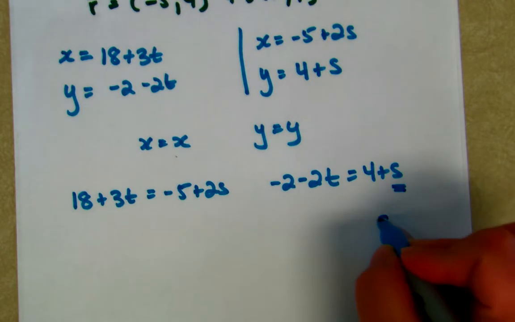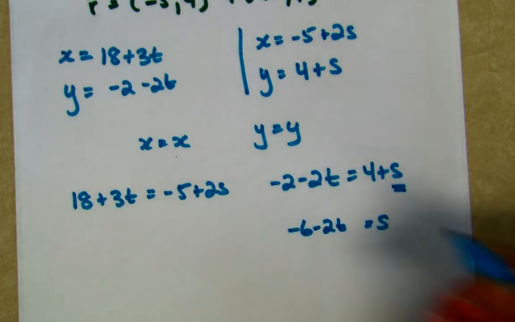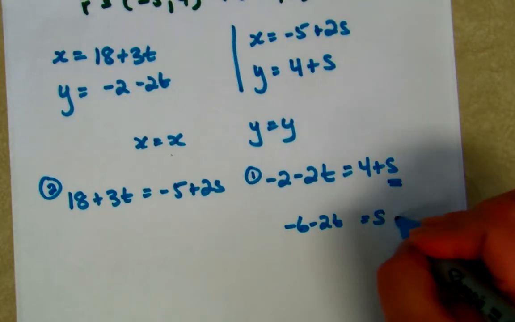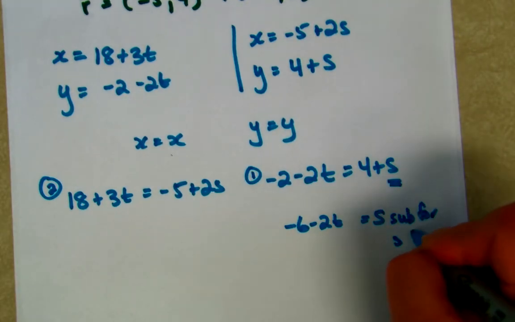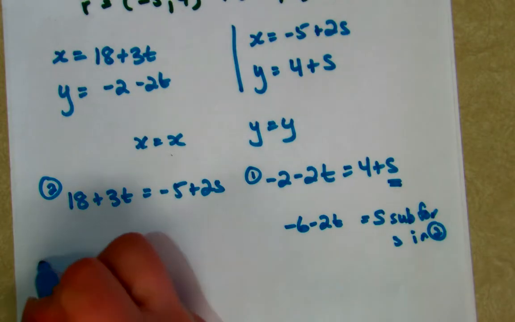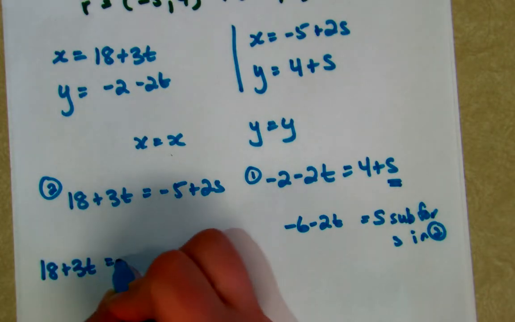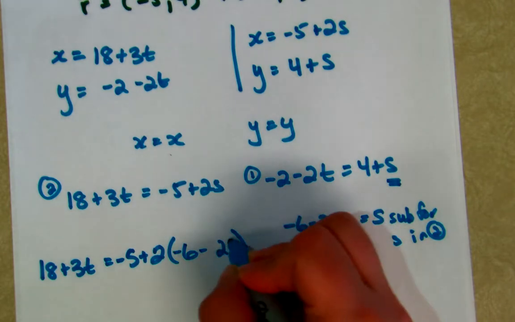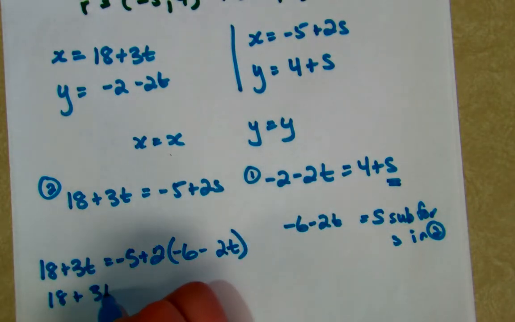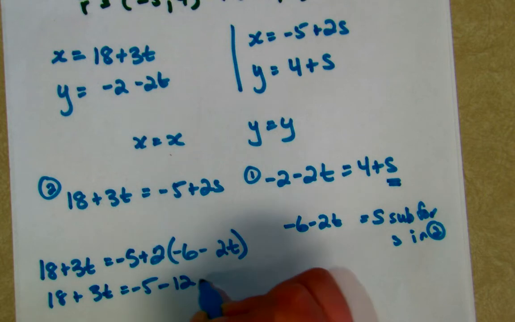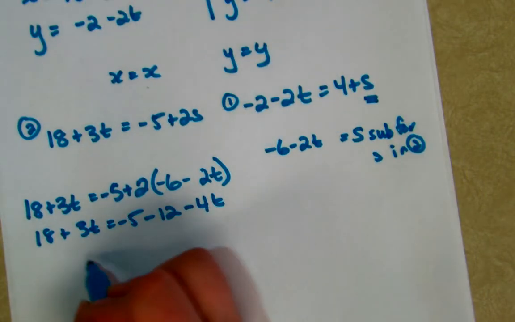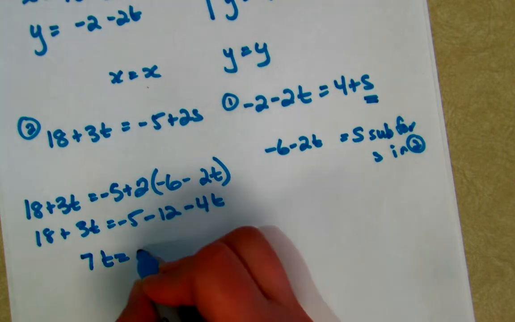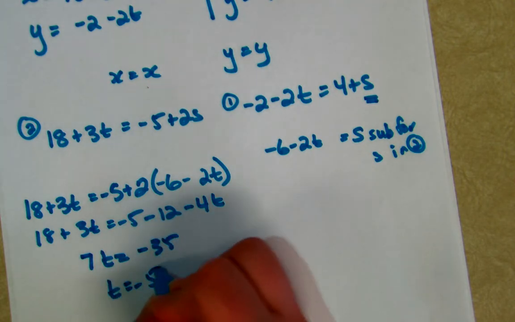I've looked at that variable there because it's going to be very easy for me to get the s by itself. It doesn't matter the order you number them in, so I'm going to sub for s in the other equation. So then I get 18 plus 3t equals negative 5 plus 2 times s, but s is negative 6 minus 2t. I'm going to keep working the math on this. So I'm going to get 7t is equal to negative 35. So t equals negative 5.